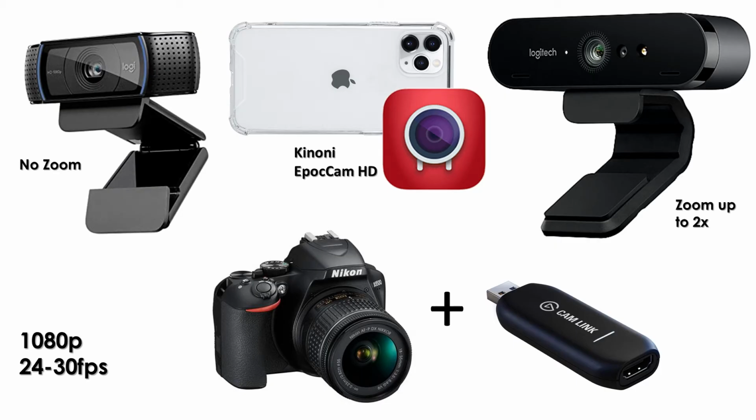What I'm using right now is a DSLR. I'm using the Nikon 3500, which is actually the one in the picture, with the lens. It costs under $400. You can get that for $396. You will need to add something to it called Cam Link. There is a way to connect it through USB and use another piece of software. I tried that. It doesn't give you the full high definition of using the HDMI port out of the camera into the Cam Link, which is coming from a company called Elgato.